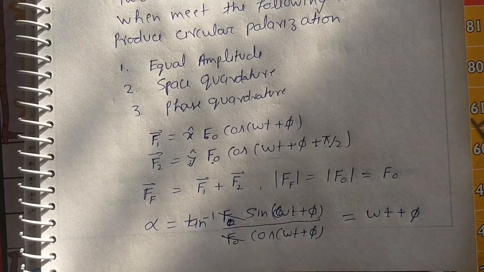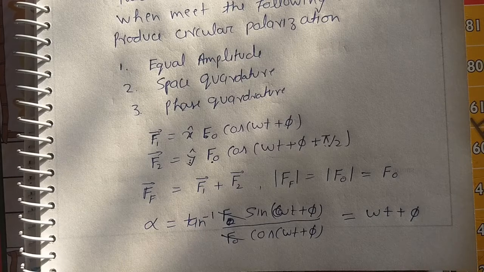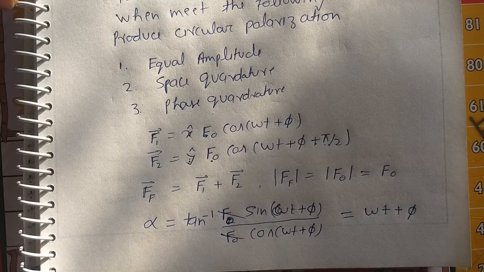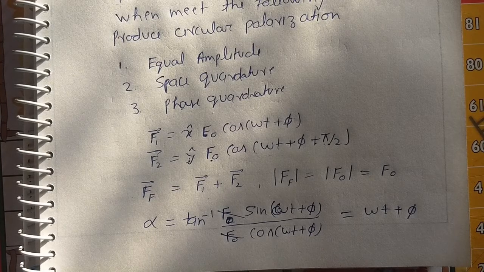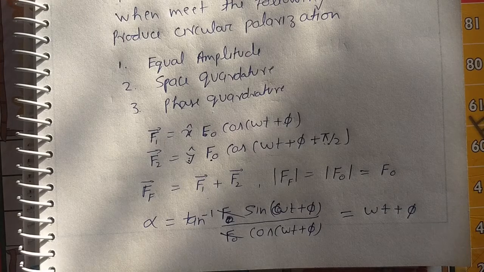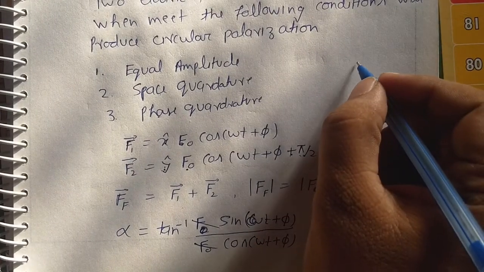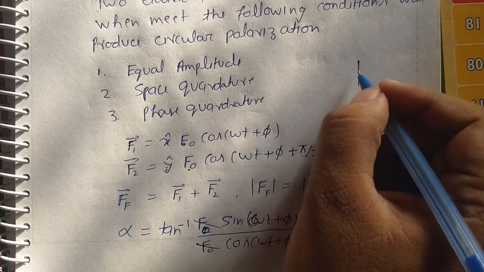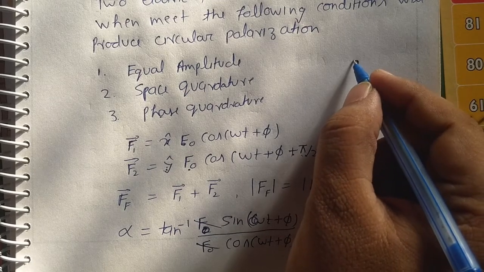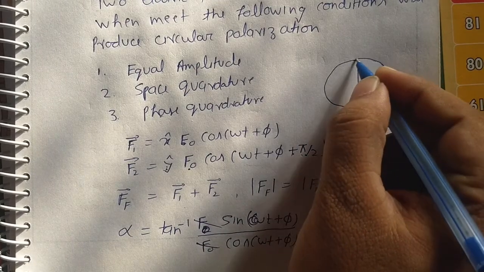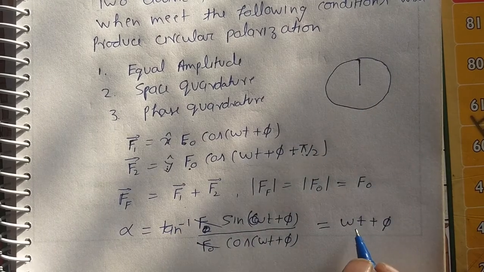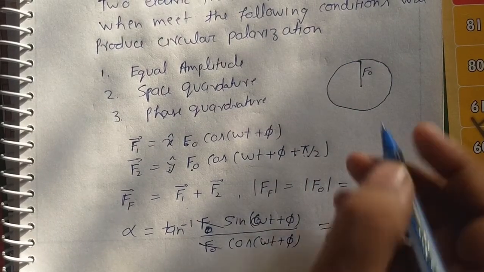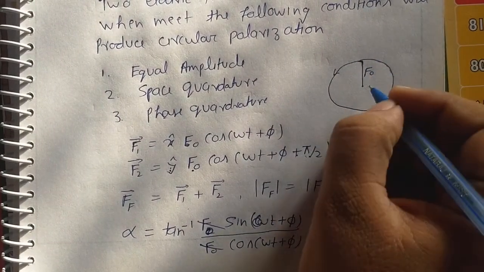So the final electric field of magnitude F naught is rotating. The electric vector of magnitude F naught is rotating with angular frequency omega, forming a circular path. Okay, so you can see here alpha is the angle of polarization, so the resultant electric field vector is rotating along a circular path with angular frequency omega, forming a circle. Because the amplitude is the same, it is forming a circle.